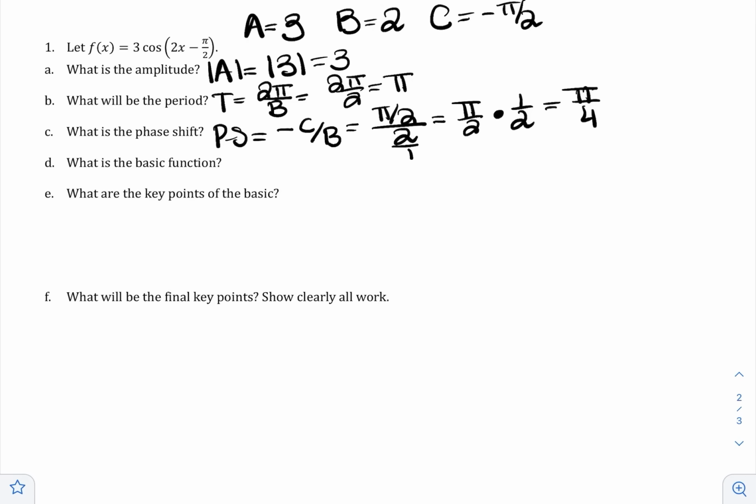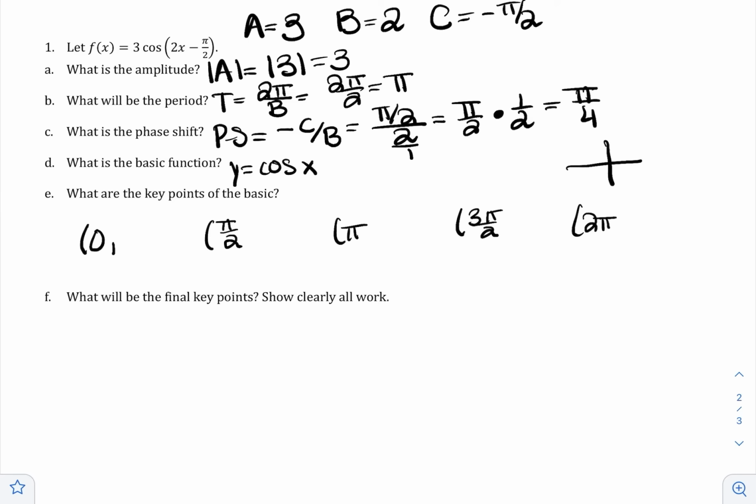My basic function, very easy to see. I can see right away it's cosine. My key points, well, I know it's the axis angles. And then I just evaluate cosine. Again, if you need to, you draw your little thing here, very helpful. Cosine of 0 is 1, then 0, then negative 1, then 0, then 1.